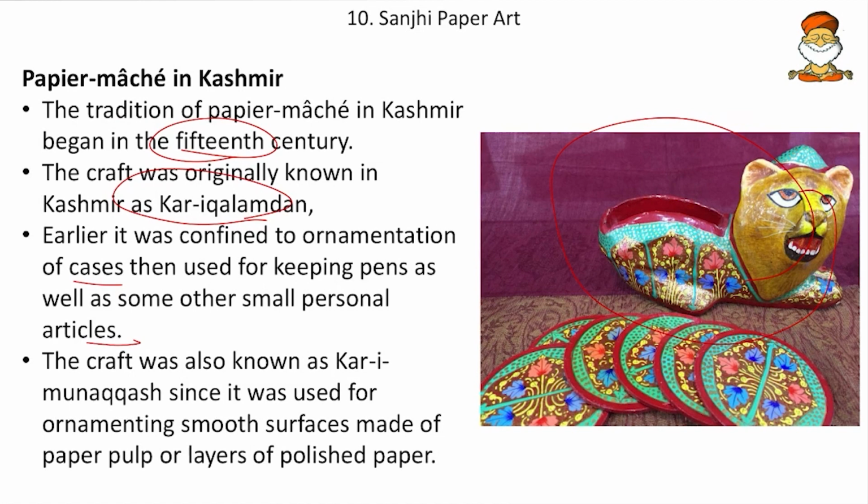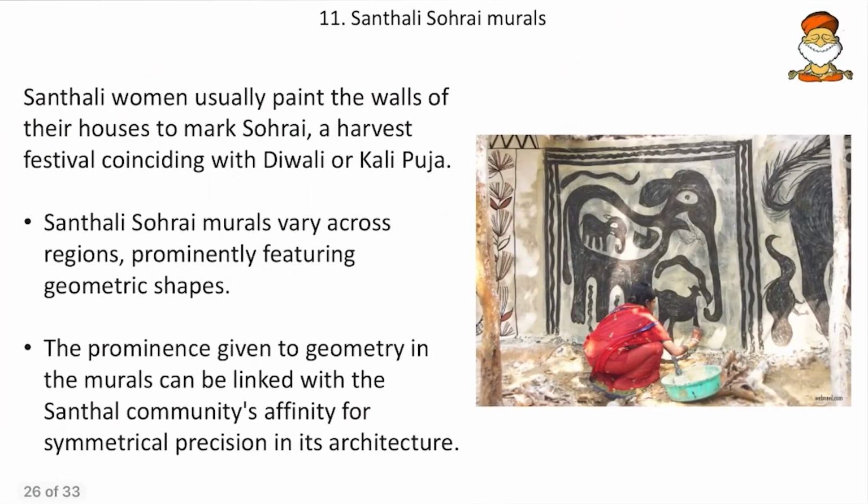Friends, we have discussed what paper mache is. If you mix all the waste paper into water and then grind it, it forms a paste. That paste is very akin to clay. You can convert that paste into any shape you want. Here we can see one of the paper mache pieces, and we can keep some articles here also. And we have a lid to this as well. Then the craft was also known as Kar-i-Munakash because it was used for the ornamentation of smooth surfaces. So this is used for polishing and smoothening the surface. That's why Munakash. So the word Munakash might mean polishing. I don't know exactly, so it is a crude guess again.